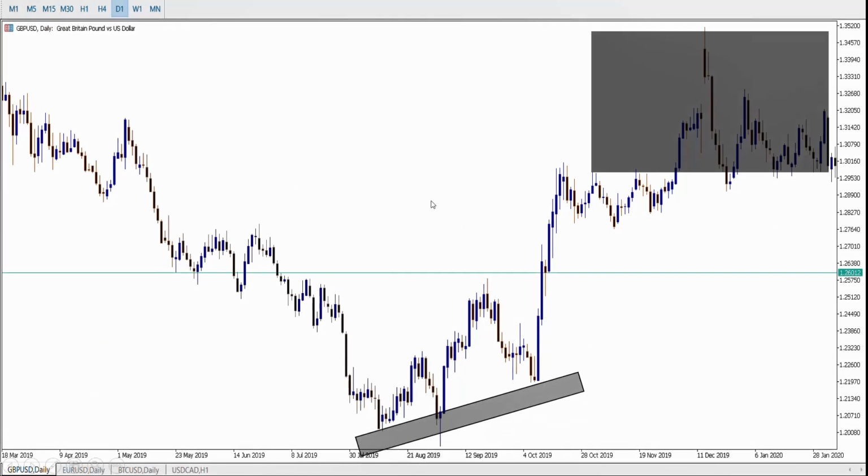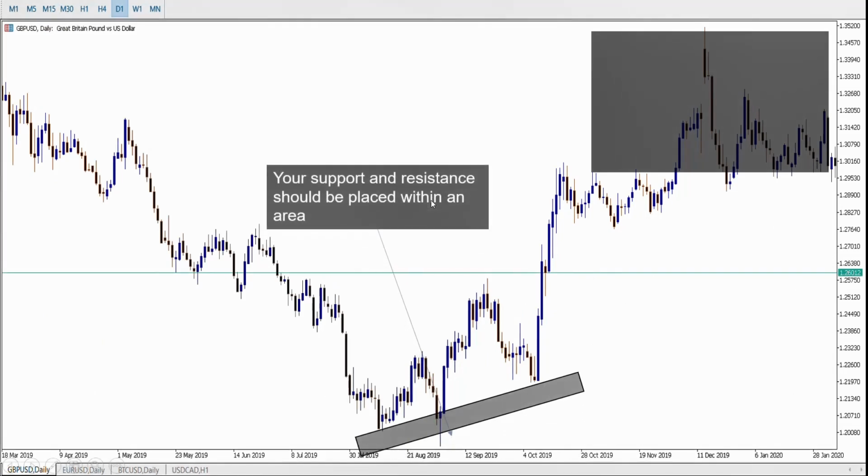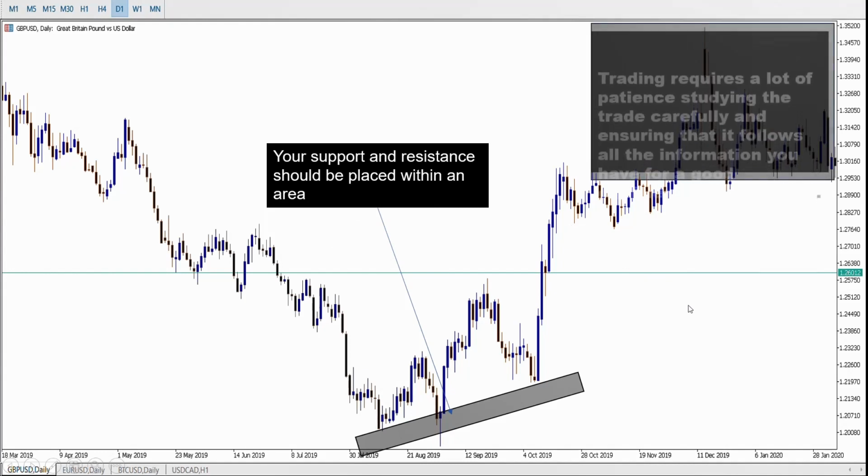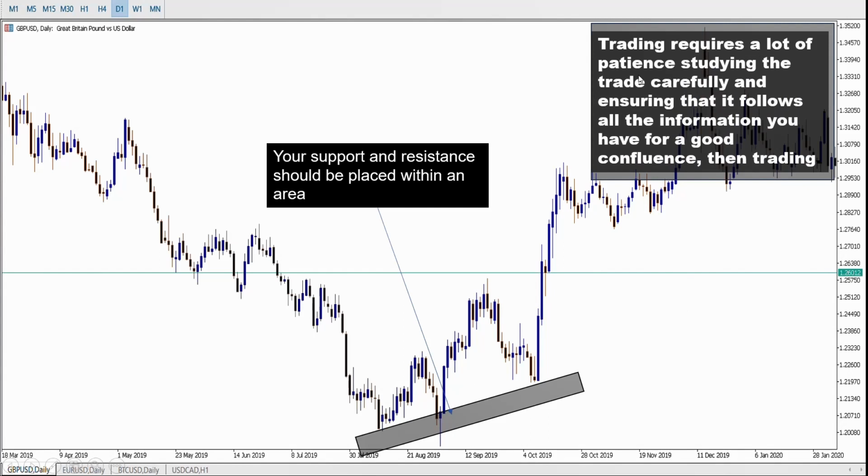Don't try to show how perfect you are in trading, give some room in your trade to breathe. Your support and resistance should be placed within an area, not in a single line. Trading requires a lot of patience, studying the trade carefully and ensuring that it follows all the information you have for a good confluence, then trading.